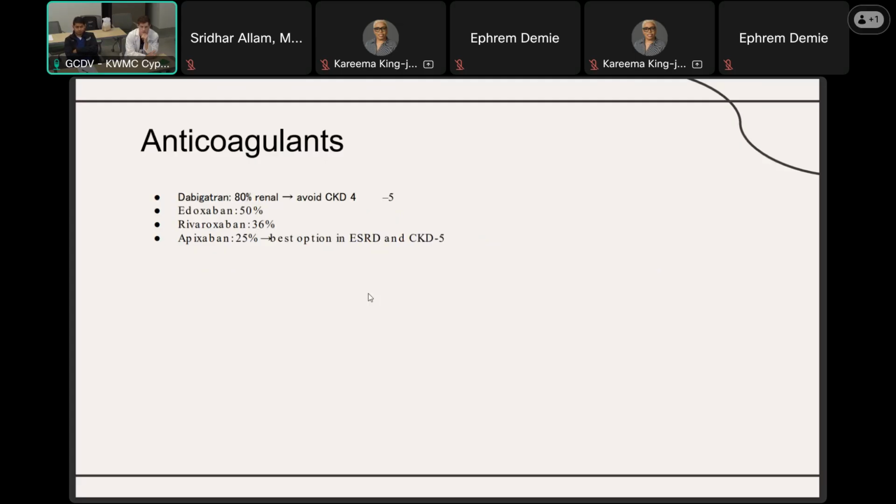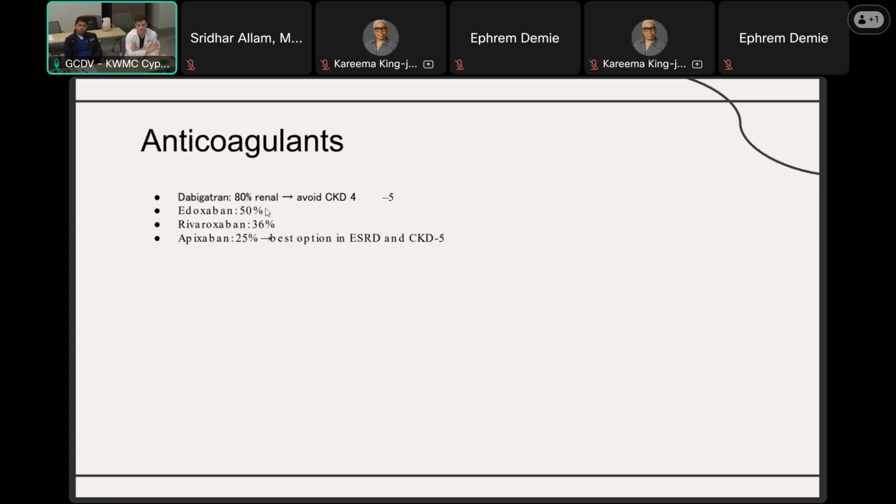But out of the DOACs, dabigatran is 80% kidney cleared, which means in patients with advanced kidney disease, dabigatran becomes very unreliable. So dabigatran is to be avoided in patients with CKD4 and CKD5. Edoxaban, which is Savaysa, is 50% renally cleared, so also is to be avoided in late-stage CKD.